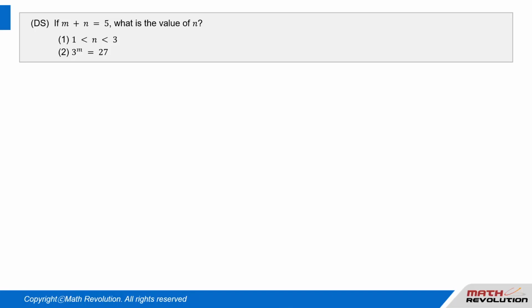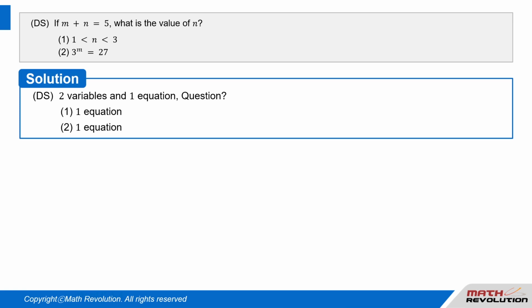Question: DS. If m plus n equals 5, what is the value of n? Condition 1. 1 is less than n, which is less than 3. Condition 2. 3 to the power of m equals 27.